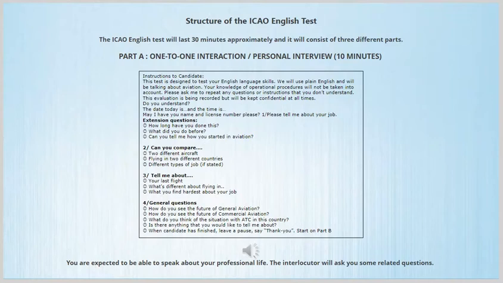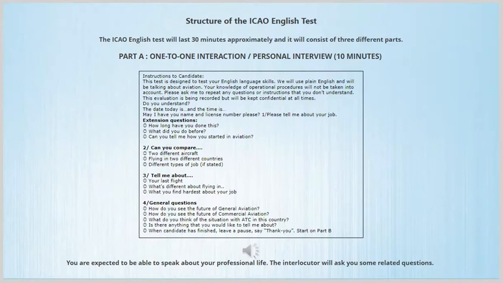Good morning, this is the English Centre test of Aeronautical English, and before we begin I have some general instructions. This test is designed to test your English language skills. We will use plain English and we're talking about aviation. Your knowledge of operational procedure will not be taken into account. Please ask me to repeat any questions or instructions that you don't understand. This evaluation has been recorded but will be kept confidential at all times. Do you understand? Yes, I do.